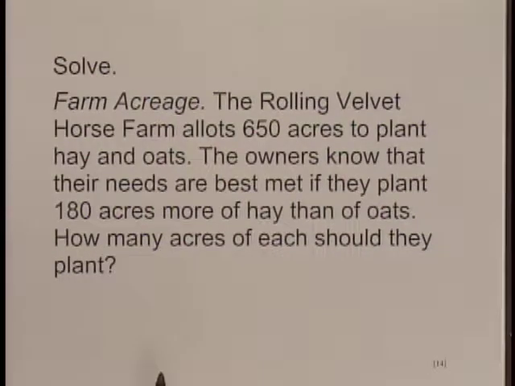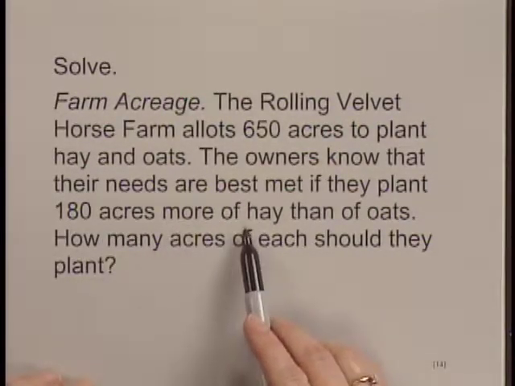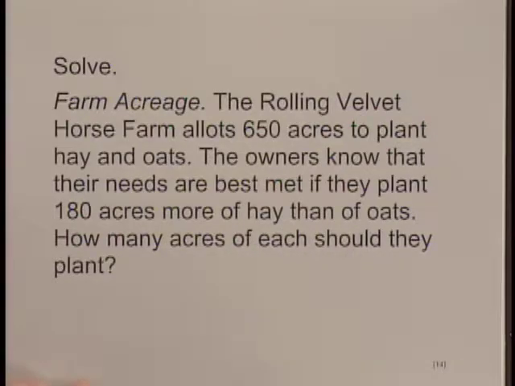In this problem, we'll look at farm acreage. The Rolling Velvet horse farm allots 650 acres to plant hay and oats. The owners know that their needs are best met if they plant 180 acres more of hay than of oats. How many acres of each should they plant?